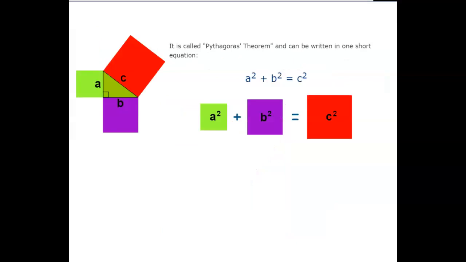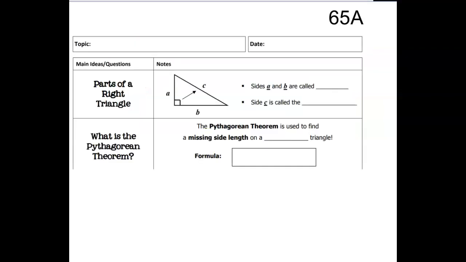It's called the Pythagoras theorem, and it can be written in one short equation: A squared plus B squared equals C squared. And we're going to be using that a lot today. So on our notes in day 65, let's start out by identifying the parts of a right triangle.